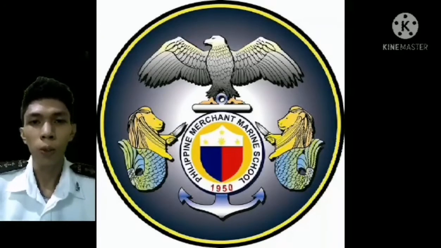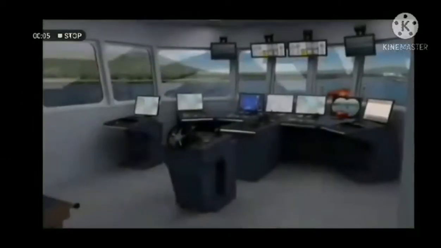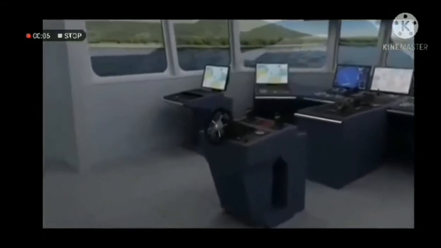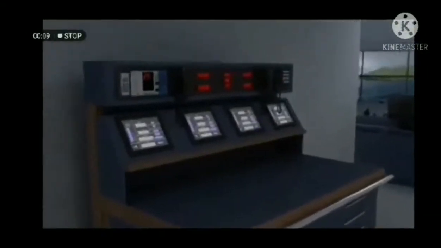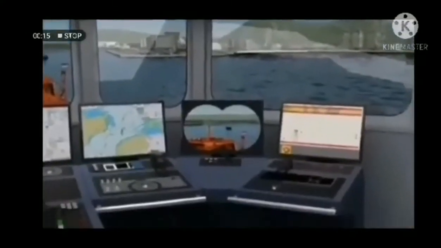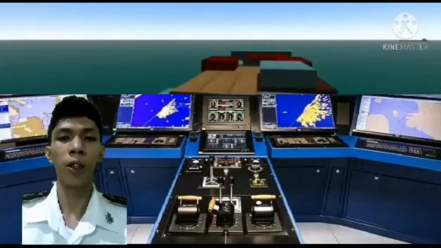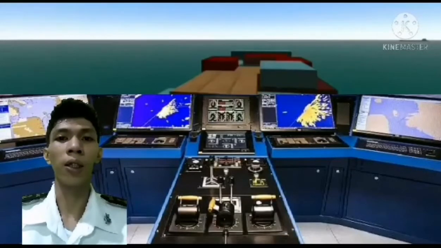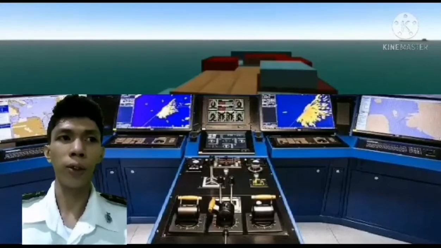So let's go to the bridge. So here we are at the bridge. Let me define rule number 8 a little. So rule 8, action to avoid risk of collision.